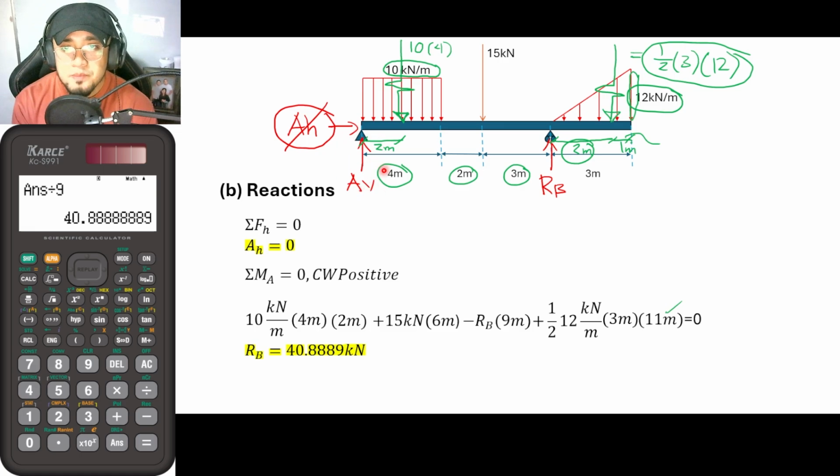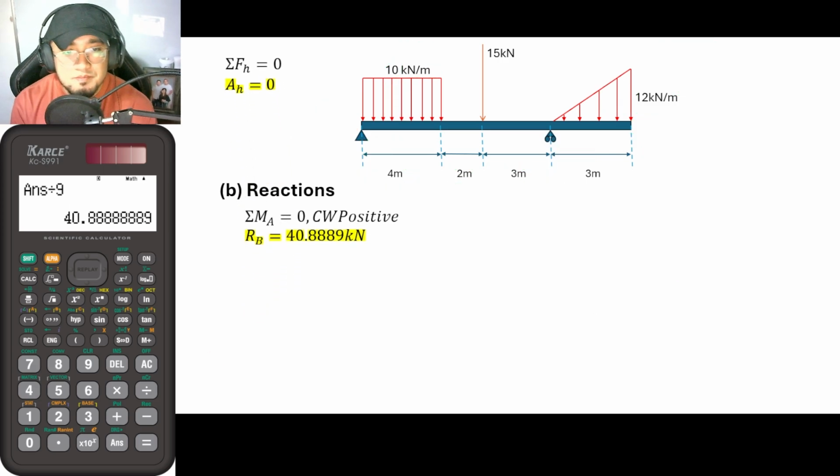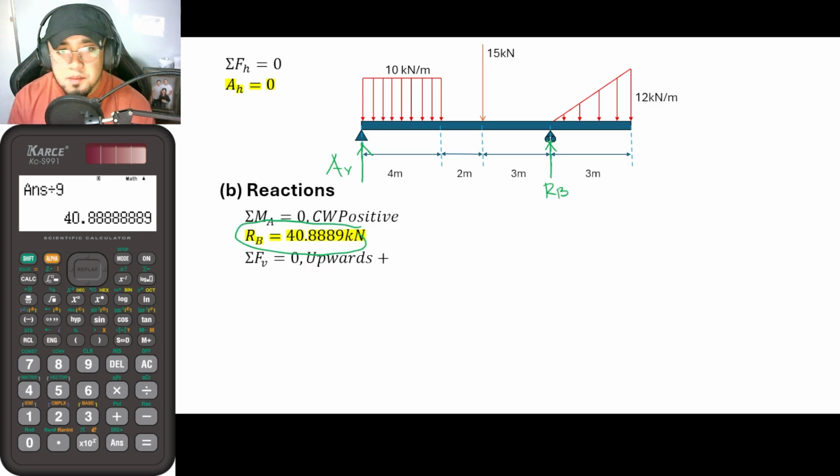What about for AV? For the value of AV, you could also get the moment about this point. Or better yet, since you already have the value of RB, let us just solve for summation of forces vertical. Let me just rearrange this. Okay, so once again, this is the value of AV, and this is now the value for RB, which is 40.889. Getting the summation of forces vertical, my sign convention is upwards positive.